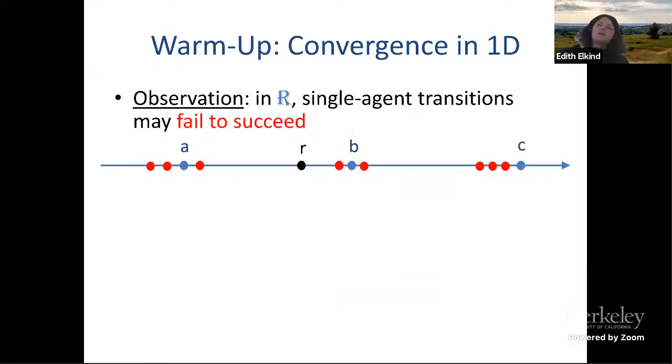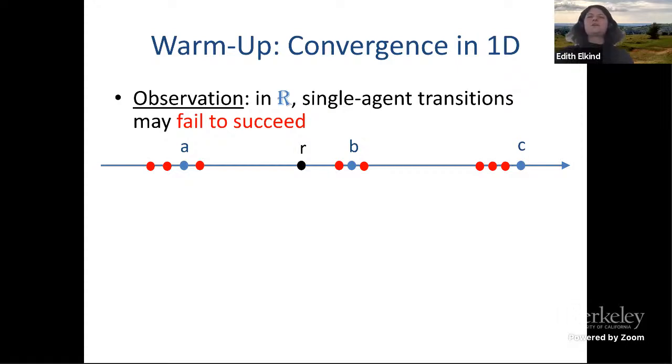Okay, so the question I want to ask is: in what spaces, what kind of transitions guarantee success? For single agent transitions, the answer is very negative. Single agent transitions may fail to succeed even in one dimension, and this is an easy way to see that.